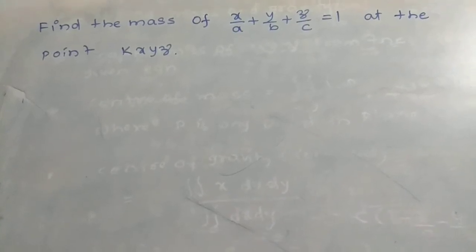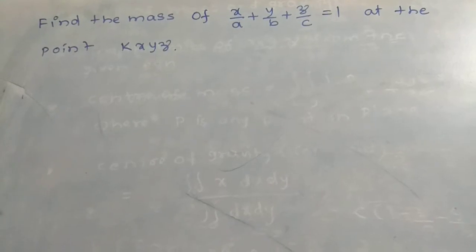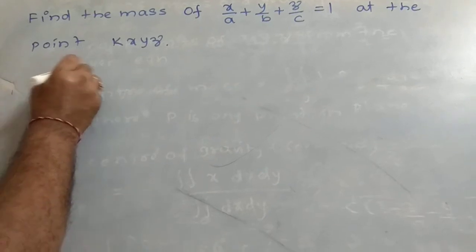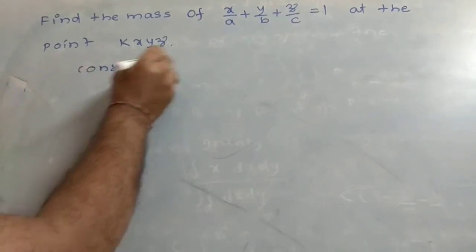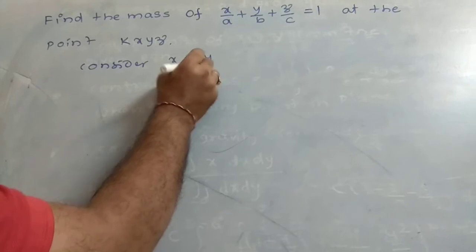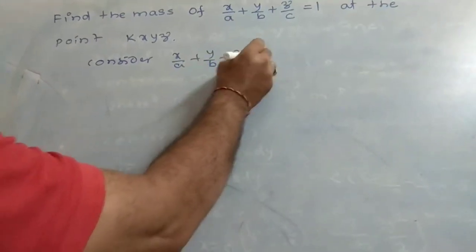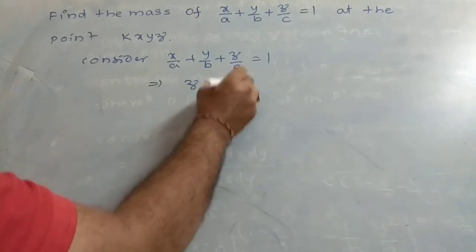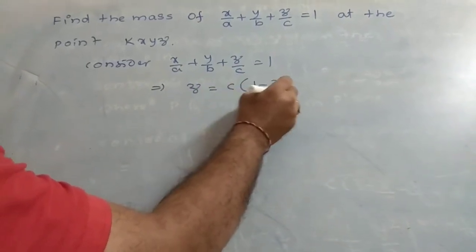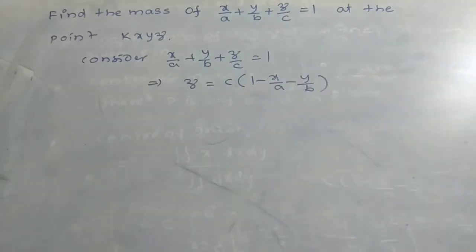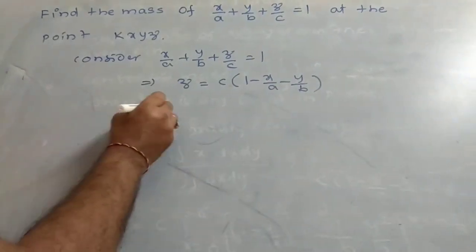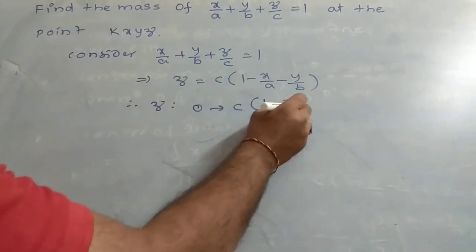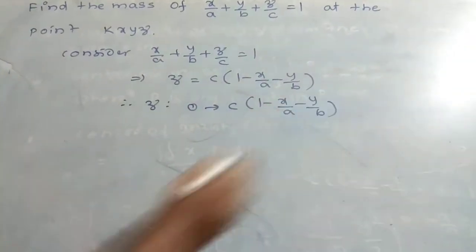In order to do that, first you need to calculate the limits of the variables. The given equation is x by a plus y by b plus z by c equal to 1. From this, z is directly equal to c into 1 minus x by a minus y by b. So the z limits are 0 to c into 1 minus x by a minus y by b.